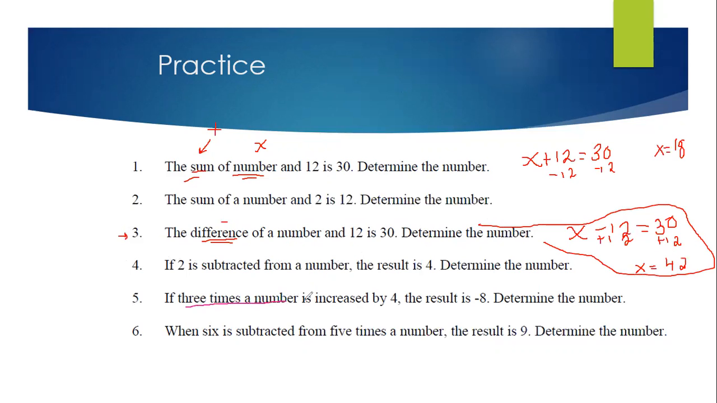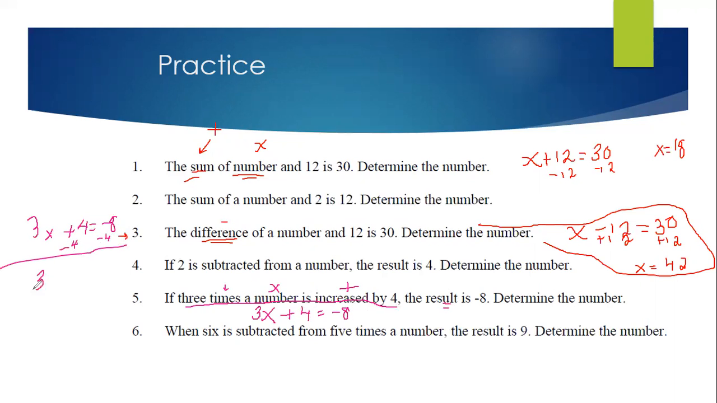It says 3 times a number increased by 4. Well, times means multiply. We don't know what it is, so we're going to use x. So 3 times a number, so 3x, increased by, whenever I see increased by, I know it's added. Increased by 4, the result, so that means there's an equal sign there, is negative 8. Determine that number. So I'm going to have to do the math here. 3x plus 4 equals negative 8.